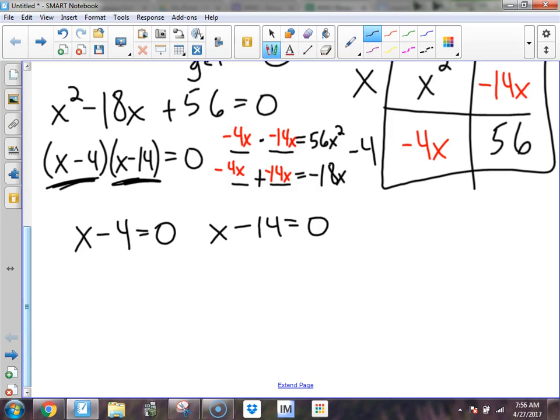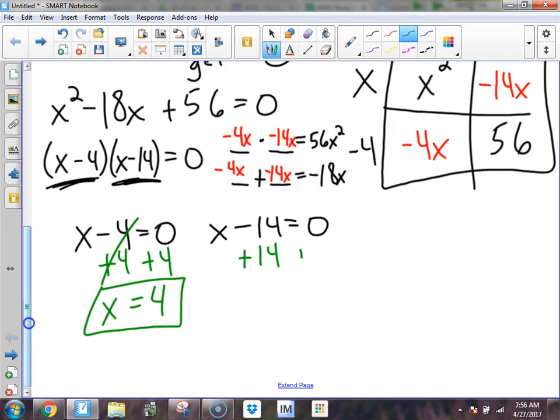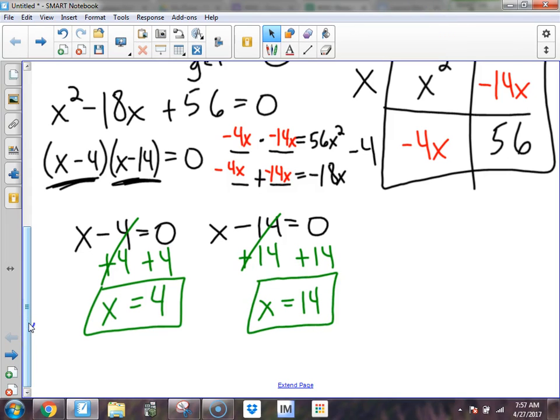And then solve. To solve this, we need to get x all by itself. So we're going to add 4. X equals 4. Solve this one. Add 14. Get x equal to positive 14. Common mistake is to think that when you factored it and you got negative 4 and negative 14, that those are your answers. They're not. Oftentimes, with these problems, they're exact opposites.